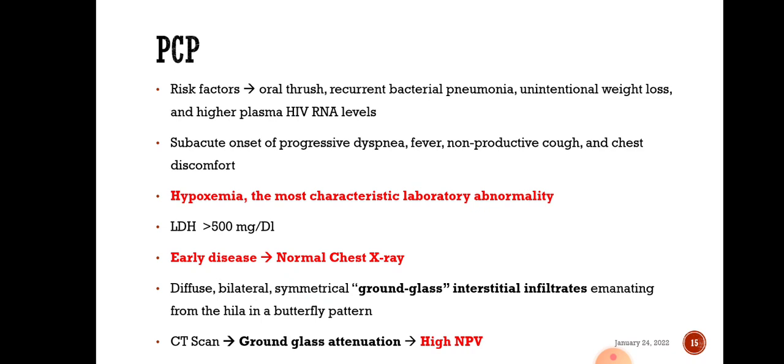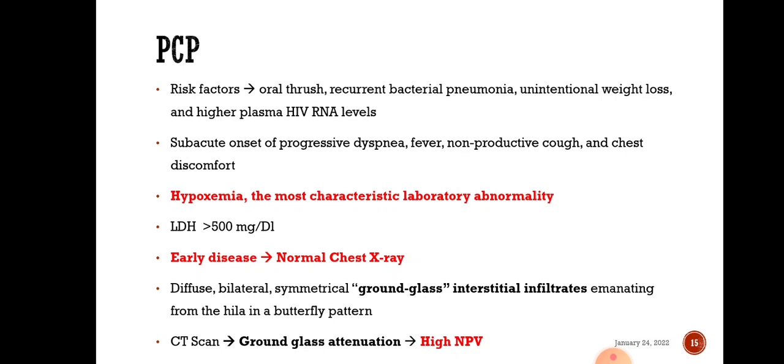Hypoxemia, or low blood oxygen level, is the most characteristic lab abnormality you can see. And one laboratory finding or biomarker which you can use is your LDH. Usually PCP pneumonia patients will have LDH of more than 500. In early disease, the chest x-ray may be normal, and even if the patient has infection, around 30% will have a normal chest x-ray. The typical feature is diffuse bilateral symmetrical ground glass interstitial infiltrates from the hila in a butterfly manner.